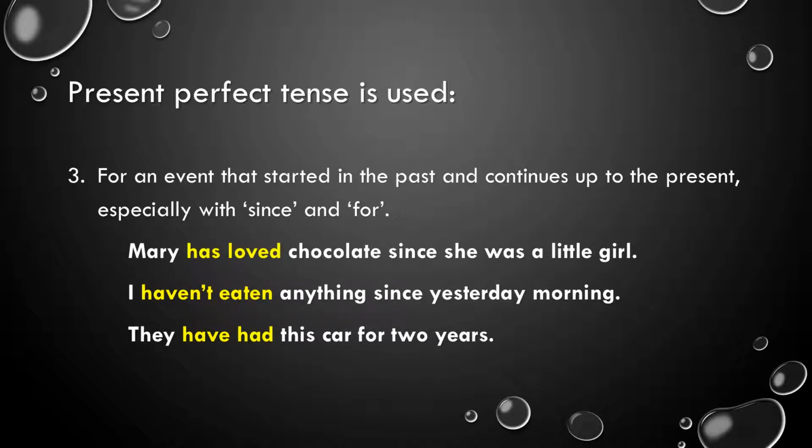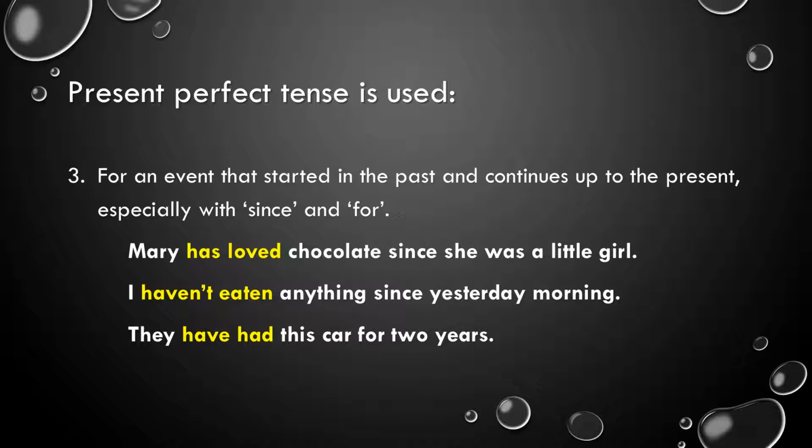Another usage of the present perfect tense is to talk about an event that started in the past and continues up to the present, especially with since and for. For example, Mary has loved chocolate since she was a little girl. So, loving chocolate started in the past, which is when she was a little girl, and she still loves chocolate.